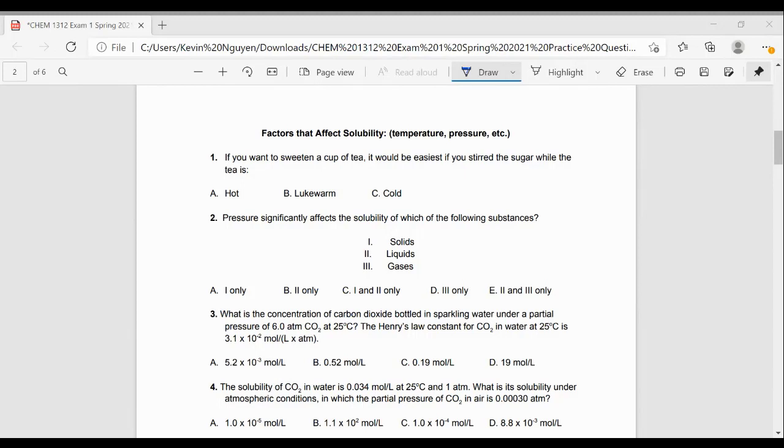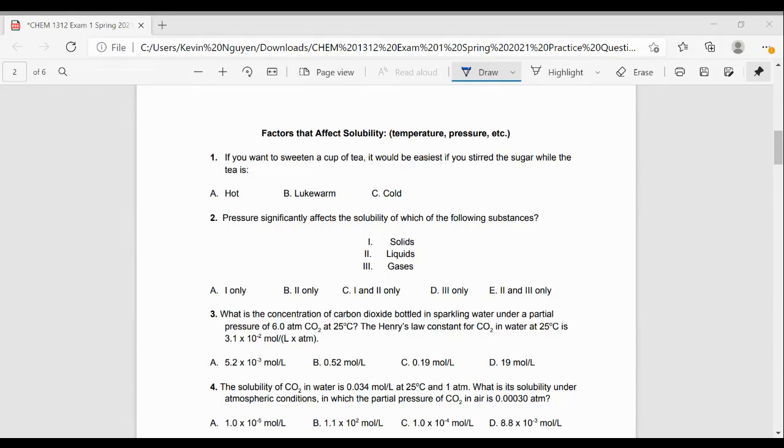Okay, so looking at 2, pressure significantly affects the solubility of which of the following substances? Yeah, so I'll let you guys have a quick read of that. So the answer in this one is going to be choice D, as in dog. So pressure typically is only going to affect the solubility of gases.